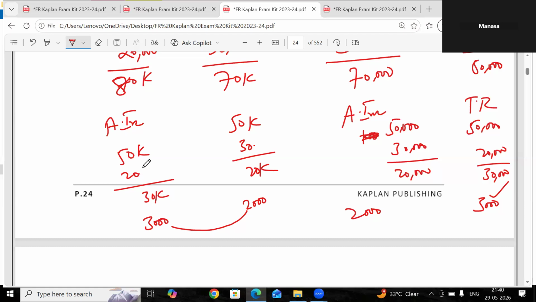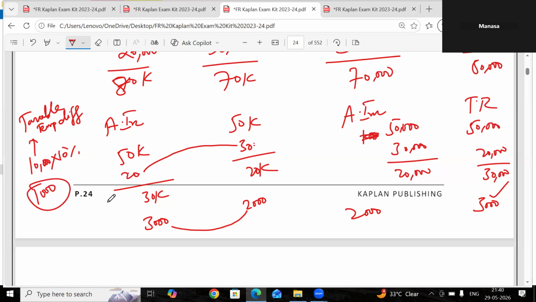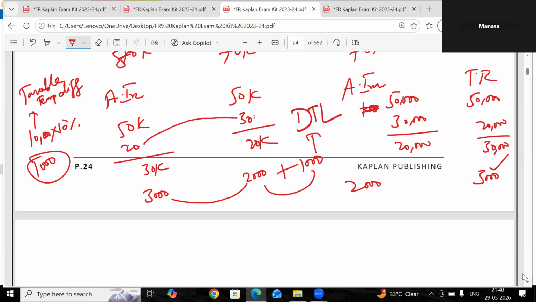Yes or no? So the difference is how much? 10,000. This 10,000 is the taxable temporary difference. It got created because of different depreciation amounts. Here the depreciation is more, here it is less. So 10% is how much? 1,000. This 1,000 I need to pay in the future. So this 1,000 is creating what for me? DTL.